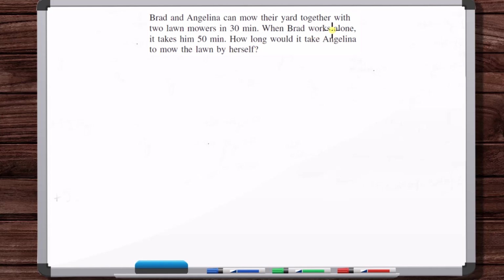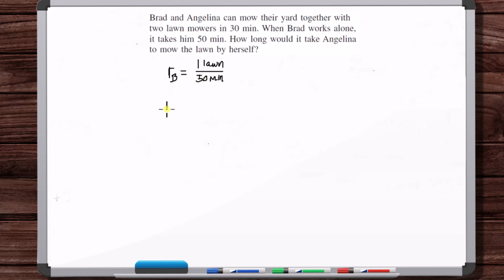Okay, so when Brad works alone, we'll say that we've got RB. The rate that Brad works is what? It takes him 50 minutes, so his rate is 1 lawn in 50 minutes. You could put the opposite, like 50 minutes per lawn, but when you think of a rate, you put the time in the denominator, though you could do it however you want.